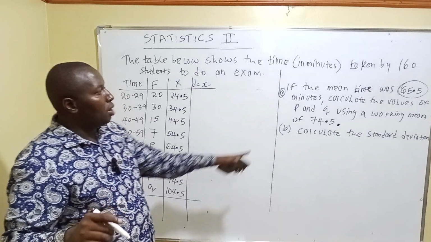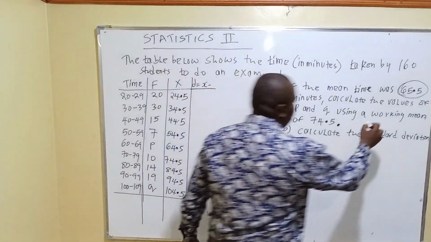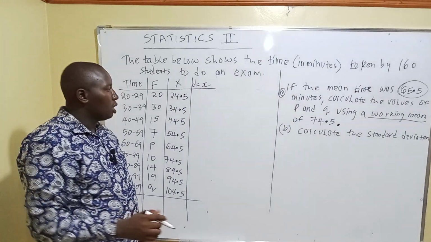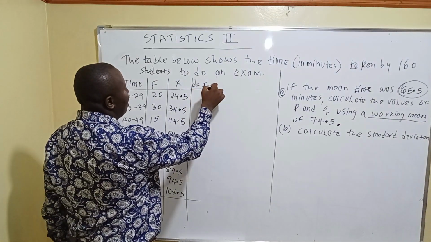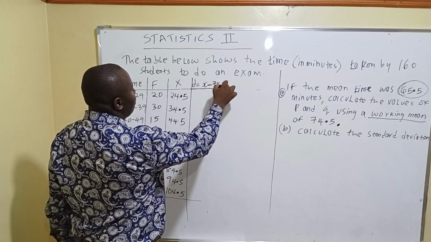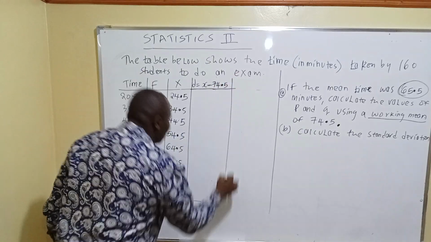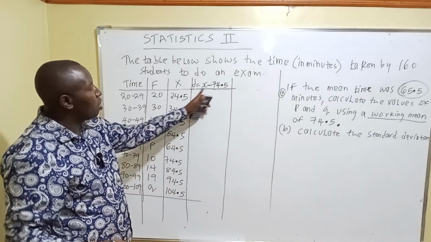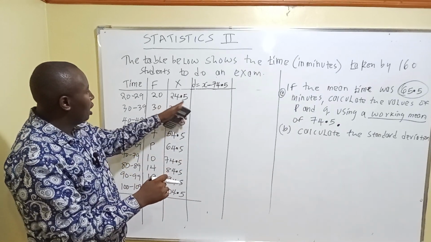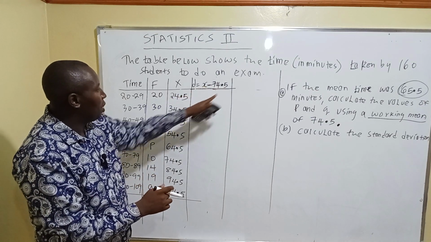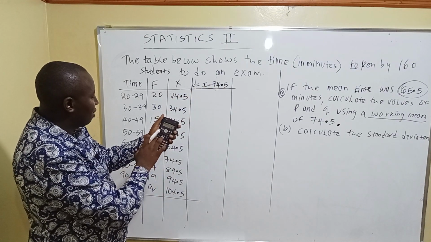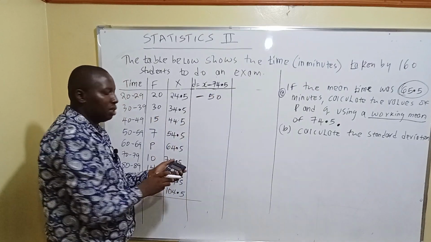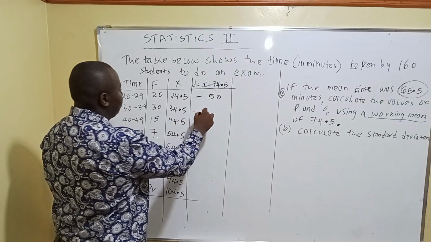Now the next column, because you're using an assumed mean, the working mean is the one that you're calling the assumed mean. The working mean of 74.5. So therefore you say D, well this is the deviation from the assumed mean, 74.5. That is x minus 74.5. So 24.5 minus 74.5, this becomes minus 50. Then minus 40.